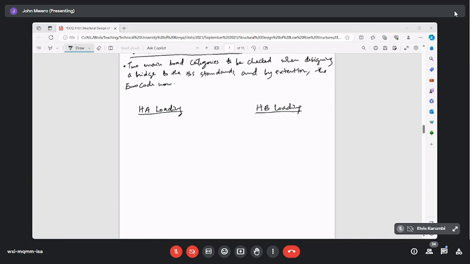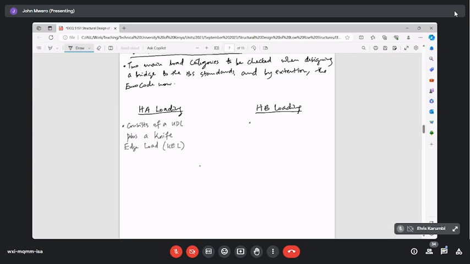Now, having said that, what is HA loading? HA loading consists of a uniformly distributed load, plus a knife edge load. I will tell you what that is. Simply referred to as a KEL.